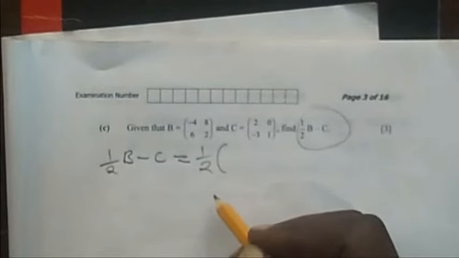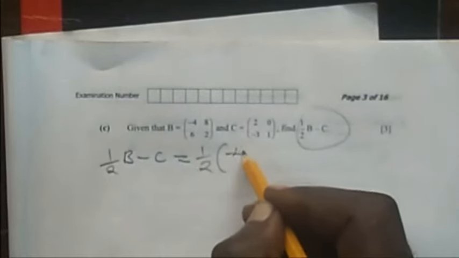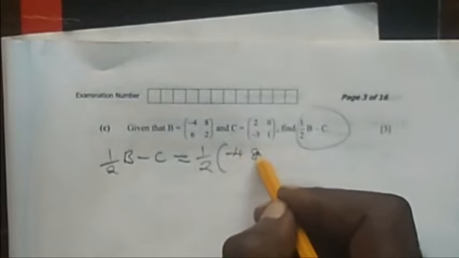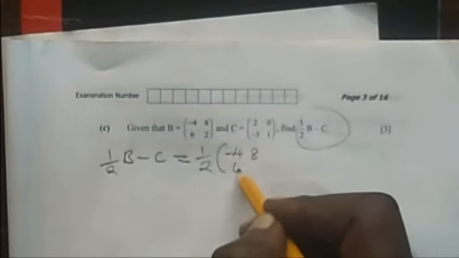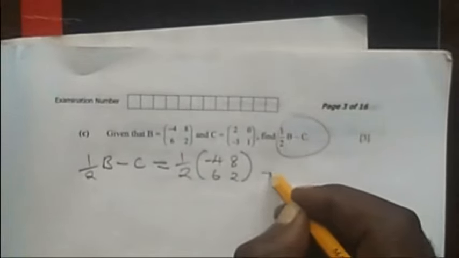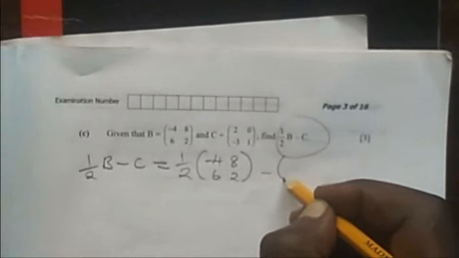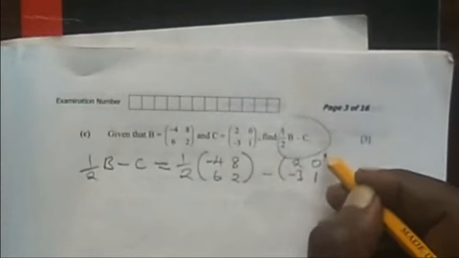So matrix B is negative 4, 8, 6, 2. Okay, all right. And then once we have done this, the next thing we're going to do is write minus. So what is matrix C? Matrix C is 2, 0, negative 3, 1. Okay, then we do this. Okay, I'm sure that is how it is.